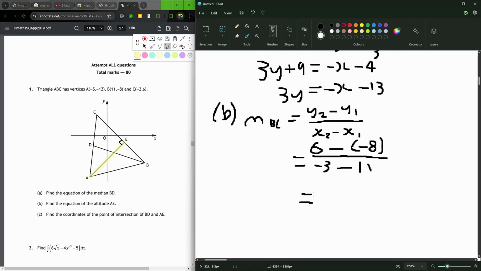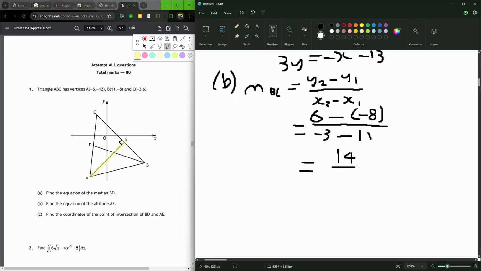Fantastic. Let's run this through. So 6 minus -8, that's essentially 6 plus 8, so that would be 14. And then 3 minus 11, that's -14. Oh, and look at this, both the same number. So we can represent this as -1.